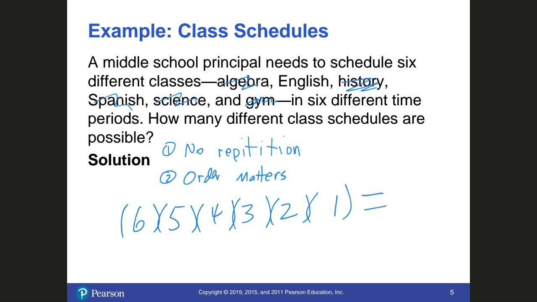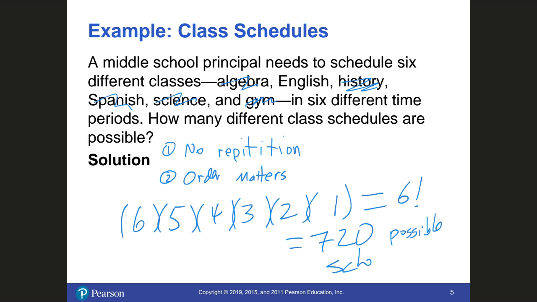So this happens to be 6 factorial. And that's always going to happen. You're always going to get the factorial if you have 6 items and you're making 6 choices. Also, this works out to be 720. So there's 720 possible schedules.